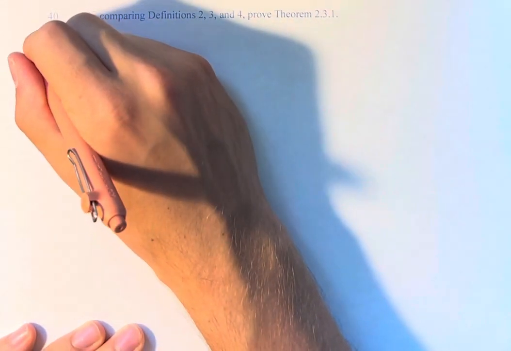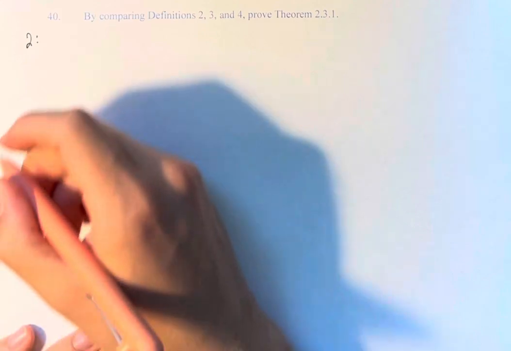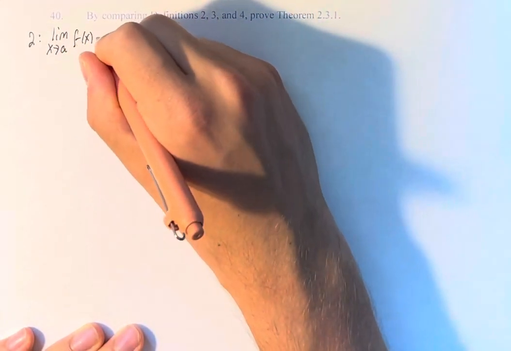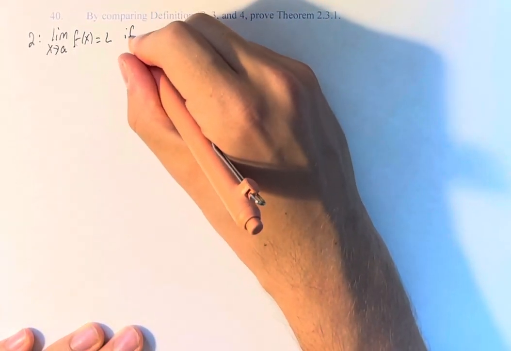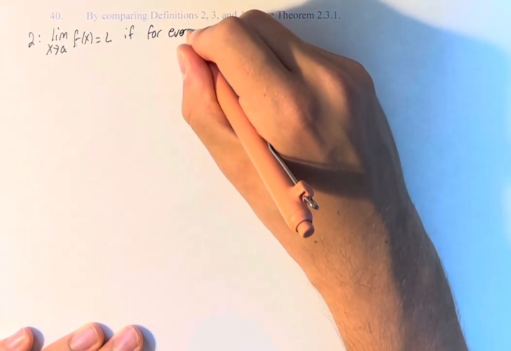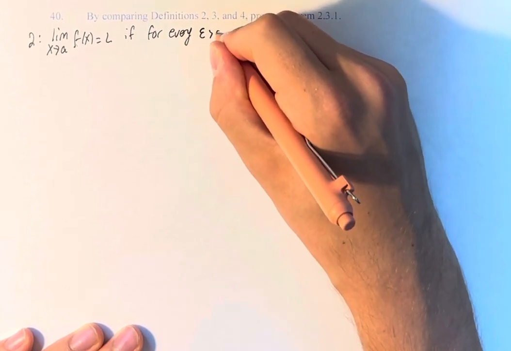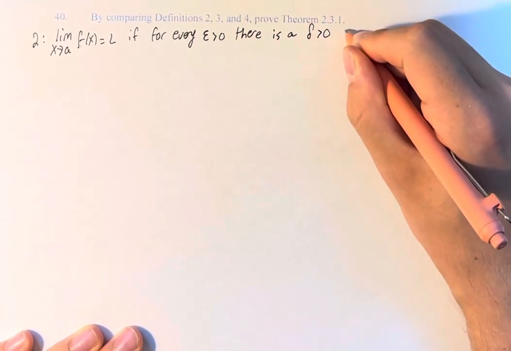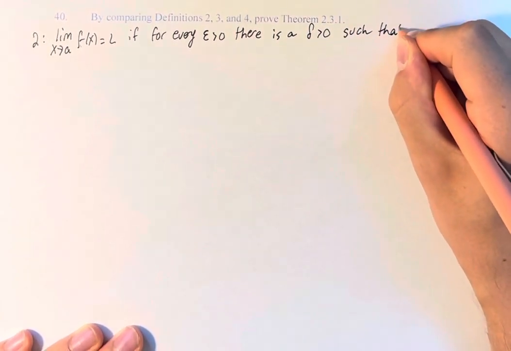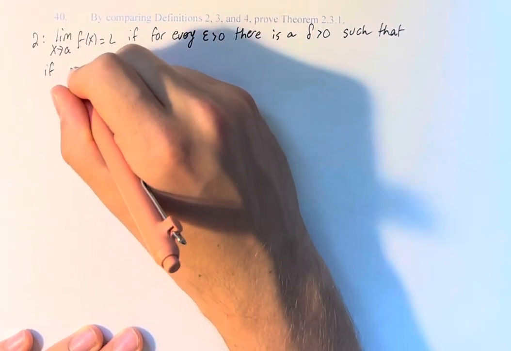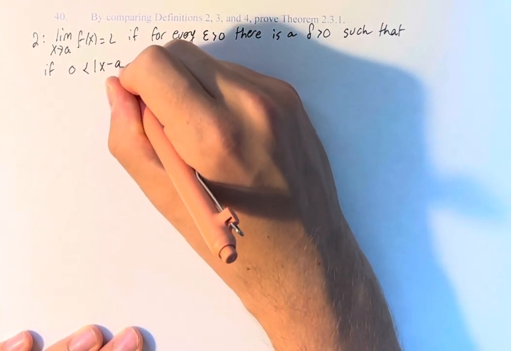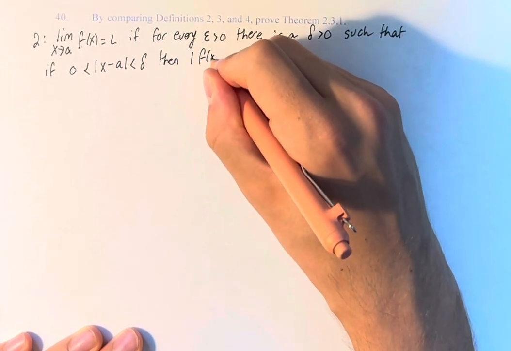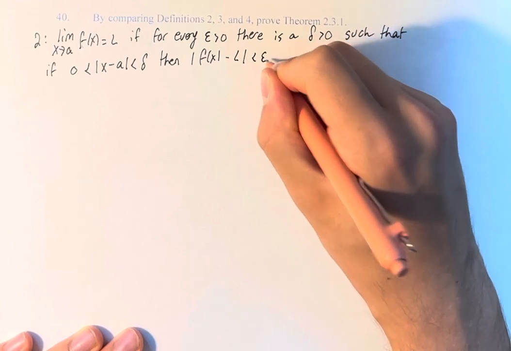Definition 2 is the precise definition of a limit, which states that the limit as x approaches a of f of x equals L if for every epsilon greater than 0, there is a delta greater than 0 such that if 0 is less than the absolute value of x minus a is less than delta, then the absolute value of f of x minus L is less than epsilon.